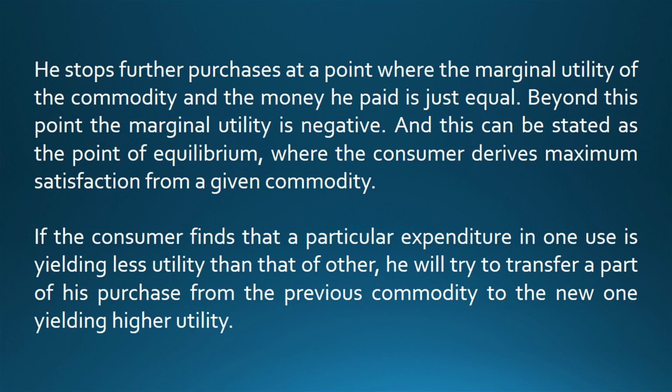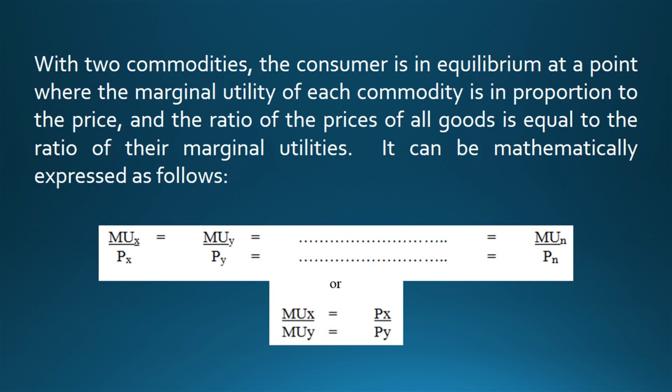If the consumer finds that a particular expenditure in one use is yielding less utility than that of other, he will try to transfer a part of his purchase from the previous commodity to the new one yielding higher utility. With two commodities, the consumer is in equilibrium at a point where the marginal utility of each commodity is in proportion to the price, and the ratio of the prices of all goods is equal to the ratio of their marginal utilities. It can be mathematically expressed as follows: MUX divided by PX is equal to MUY divided by PY and so on. MUX divided by MUY equals PX divided by PY.